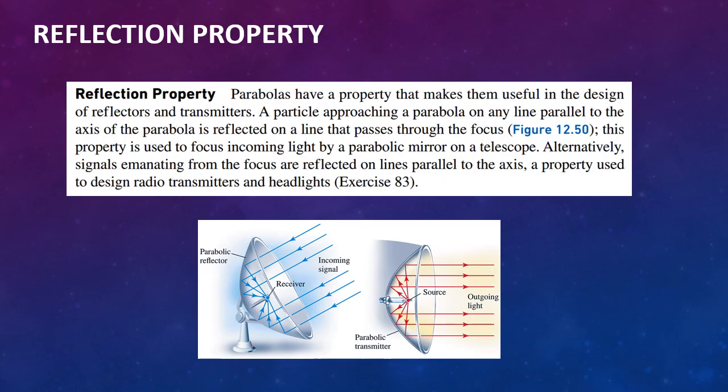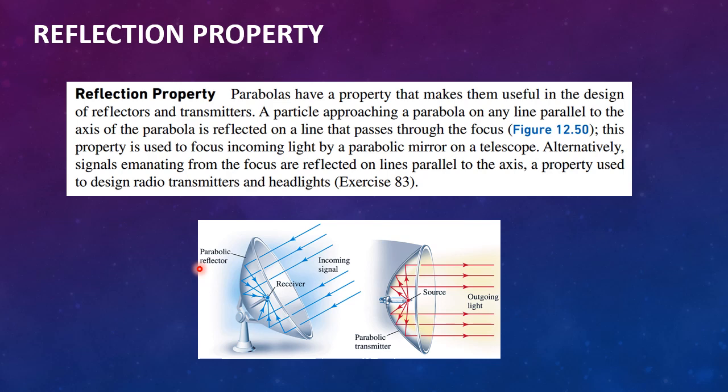Parabolas have a property that makes them useful in the design of reflectors and transmitters. A particle approaching a parabola on any line parallel to the axis of the parabola is reflected on a line that passes through the focus. You can see that here, it's going through the focus. This property is used to focus incoming light by a parabolic mirror on a telescope.